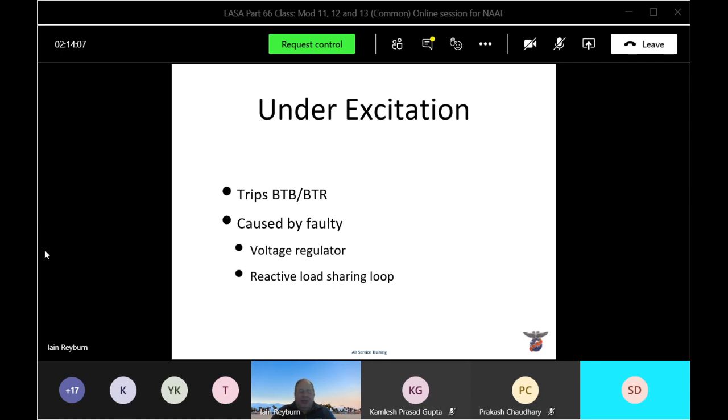Again, under excitation, if you look at it, what's the difference? It's caused by a voltage regulator and the load sharing loop. So anything to do with excitation has to be the voltage regulator or the load sharing loop. So if you're asked a question about what's a possible cause of over or under excitation in a parallel distribution system, it's either voltage regulator or load sharing loop, okay? Usually voltage regulator. Having talked to guys who worked on 4-engine aircraft, the load sharing loop very rarely goes wrong, okay?